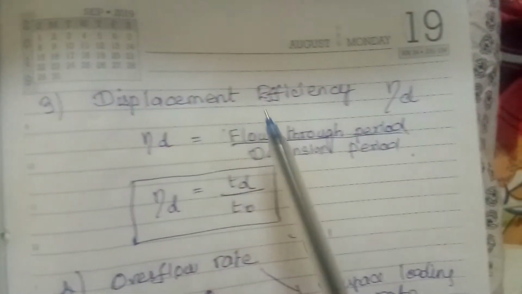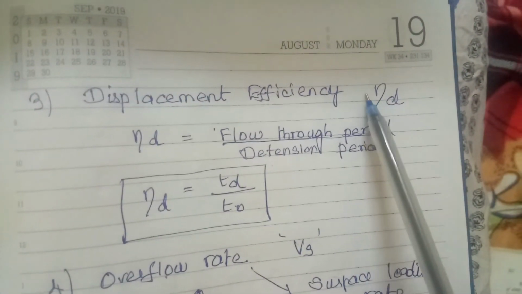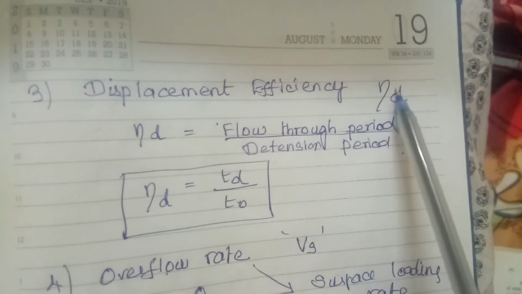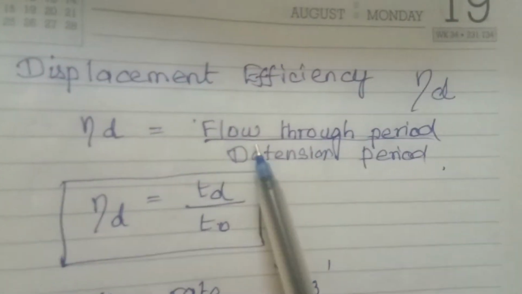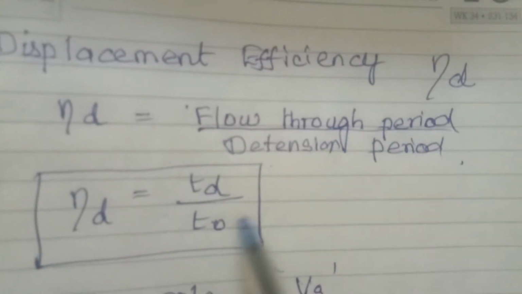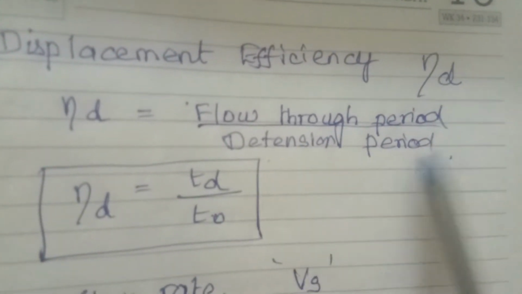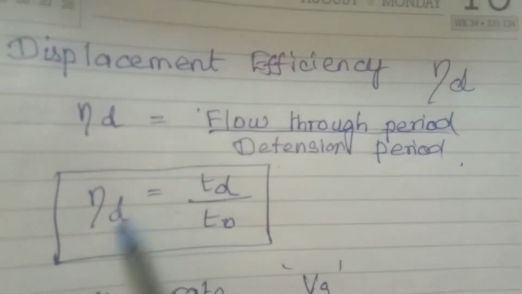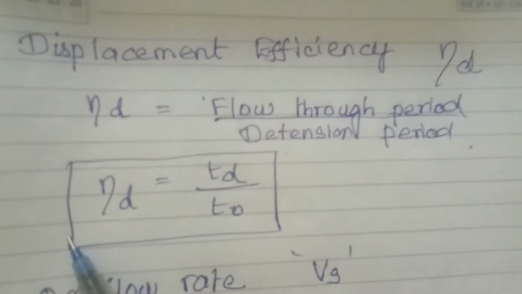So the next thing we are going to discuss is displacement efficiency. It is represented by eta suffix D. Eta D is the flow through period divided by the detention period. The flow through period we already know is T suffix D, and the detention period is T naught. So this ratio will give the efficiency.